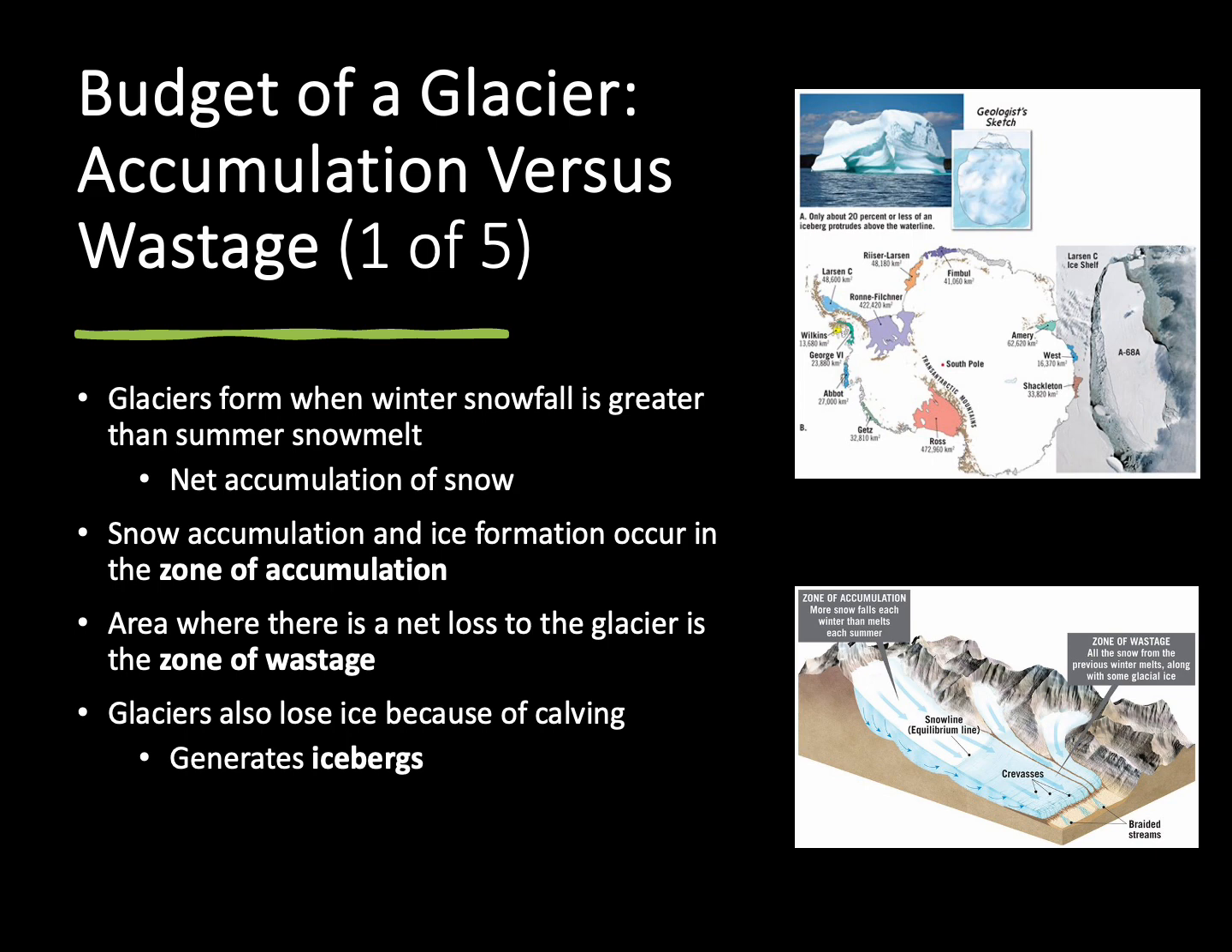But in this zone of wastage, if we have a lot of crevasses, those really thick cracks in the ice, it can cause what's called calving. And this is where we're going to have glaciers losing chunks of ice that are going to create icebergs, which we can see in this uppermost image. And it was an iceberg, just a broken off chunk of glacier, that doomed the Titanic over 100 years ago.